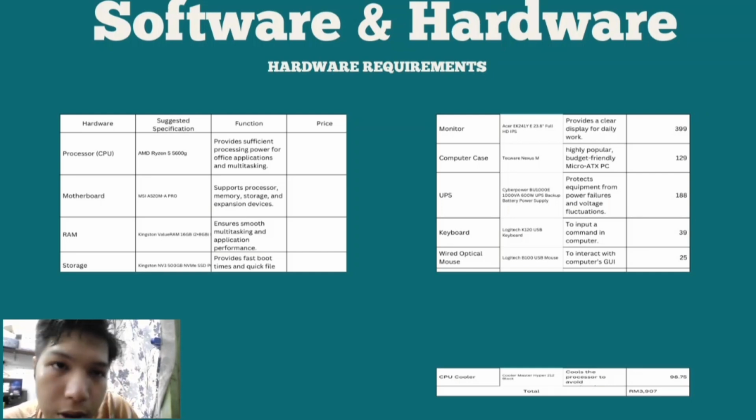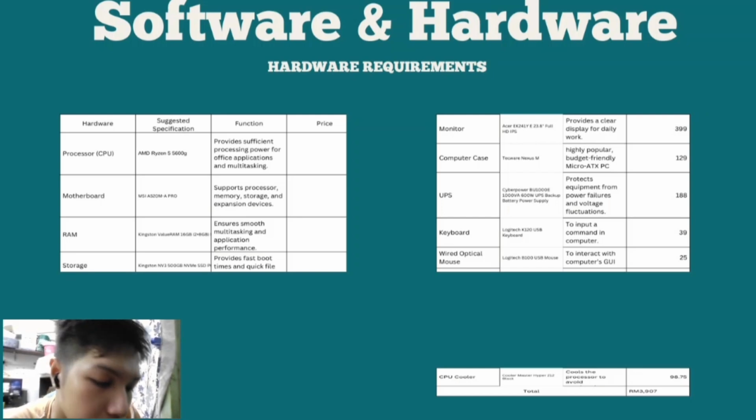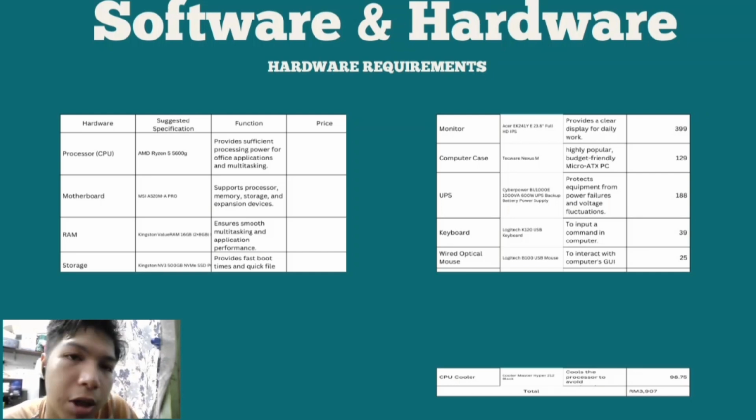For the last one, the CPU cooler, we pick Cooler Master Hyper 212 Black. The CPU cooler dissipates heat from the processor more efficiently than the stock cooler. This helps maintain stable performance and extends the lifespan of the CPU during continuous use. So that's it for hardware.